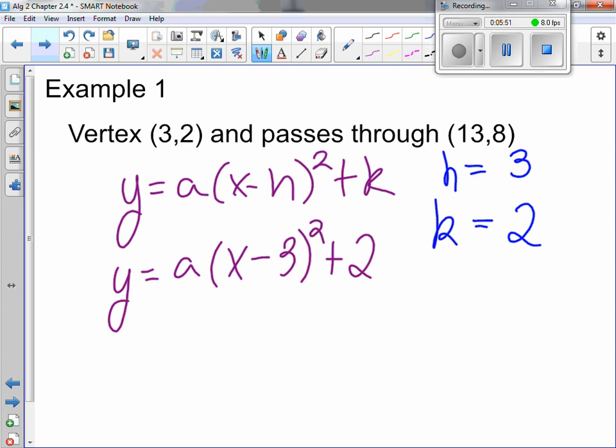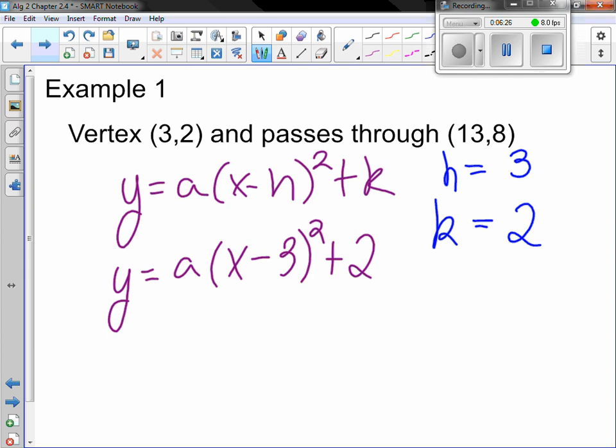And for step 4, we'll plug this in. y equals a times (x minus 3) squared plus 2. So what's the only thing we have not got a value for in this equation? A, yes? A is the only thing we don't have a value for, correct? Because the vertex doesn't tell me a. This (13, 8) does not tell me what a is directly. I can't just say a is 13 or a is 8. It doesn't work that way.